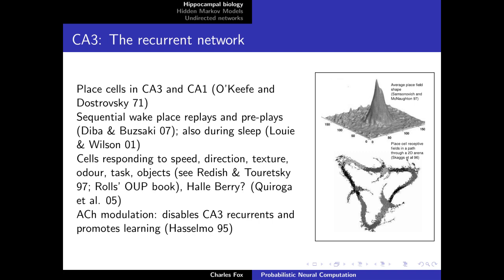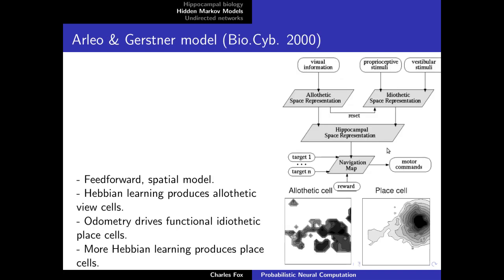Okay, those are the main structures. If we assume that CA1 is basically just decoding whatever happens in CA3, then those are the most important parts we need to look at. This is a model from Arleo and Gerstner from Biological Cybernetics. It doesn't deal with the recurrent connections, but it's a pretty detailed model of what happens before that.